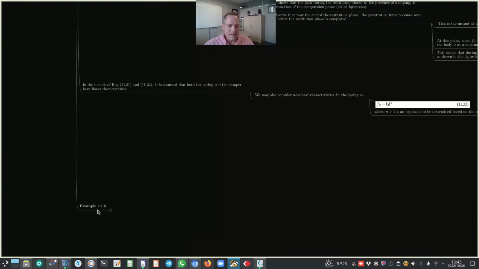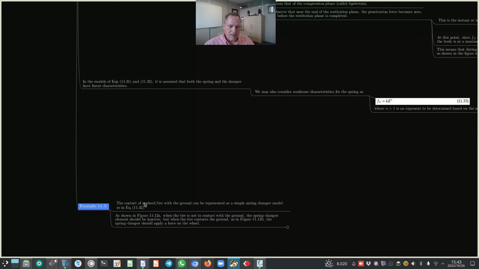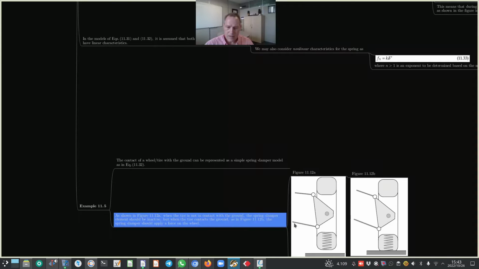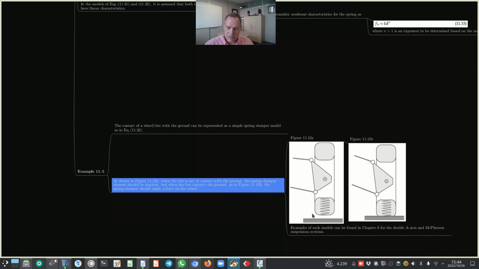Okay, so with that said, let's now look at example 11.5. Now, the contact of a wheel or tire with the ground can be represented as a simple spring damper model as in equation 11.32. Now, as shown in figure 11.12a, when the tire is not in contact with the ground, the spring damper element should be inactive. But when the tire contacts the ground, as in 11.12b, the spring damper should apply a force on the wheel.